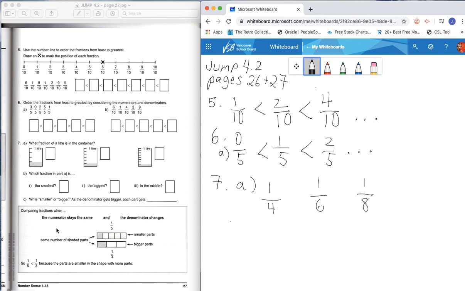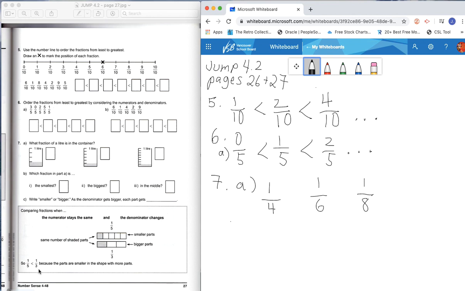Comparing fractions when the numerator stays the same and the denominator changes. So this first strip is divided into 5 boxes, and we have 1 box shaded, so it's 1/5. This strip has 3 boxes, and 1 box is shaded, so it's 1/3. So 1/5 is less than 1/3 because the parts are smaller in the shape with more parts. So you can see the numerator is the same. It's 1 and 1 on the top. But the denominator has changed now. So we have 5 and 3.